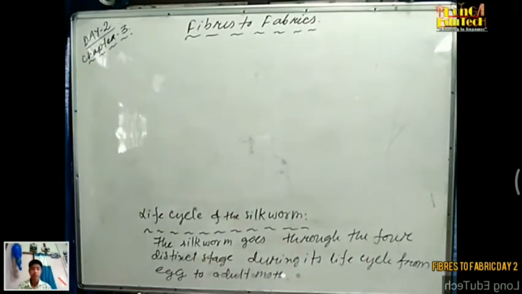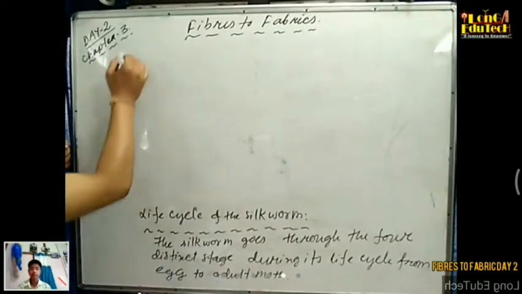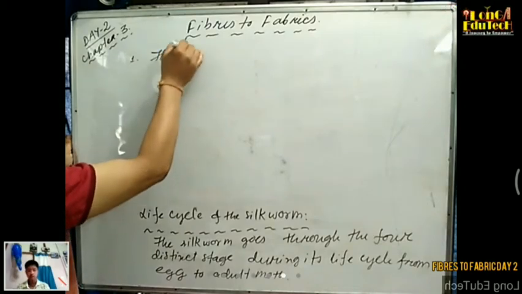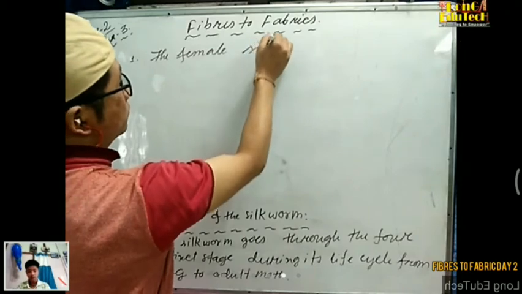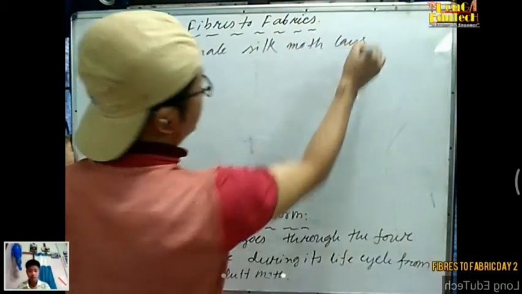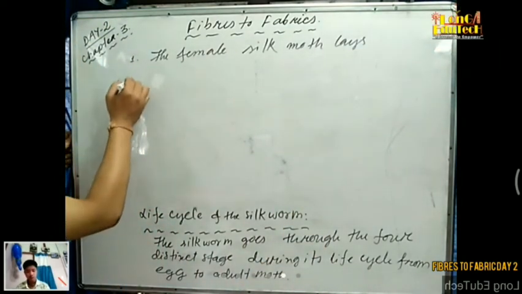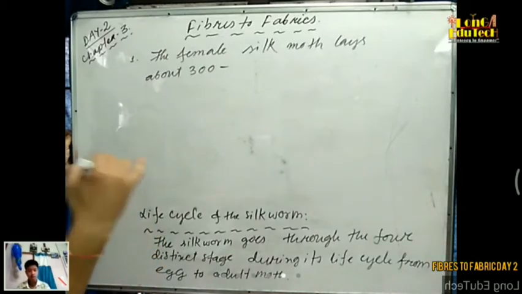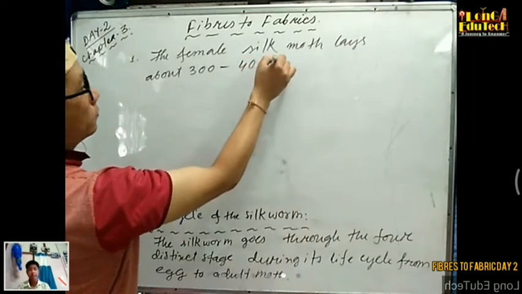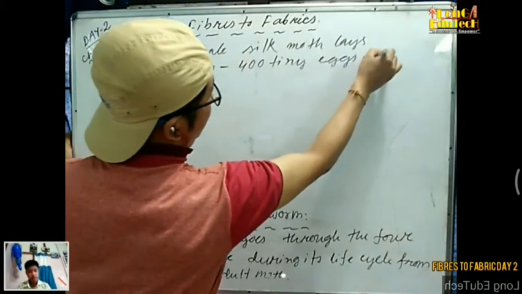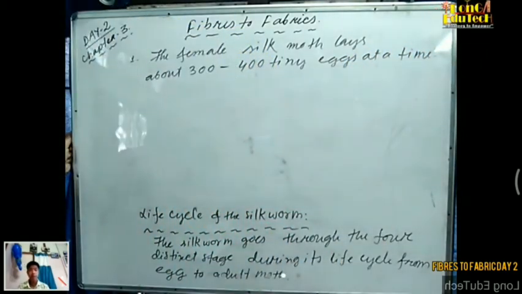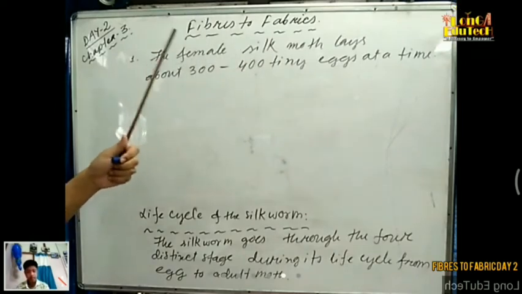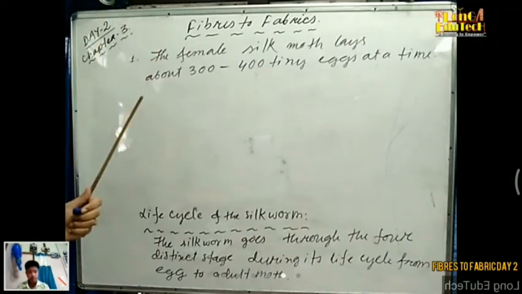So what is the thing here? The female silk moth lays about 300 to 400 tiny eggs at a time. So the egg is the first part in the silk moth's life cycle. So this is the first phase.